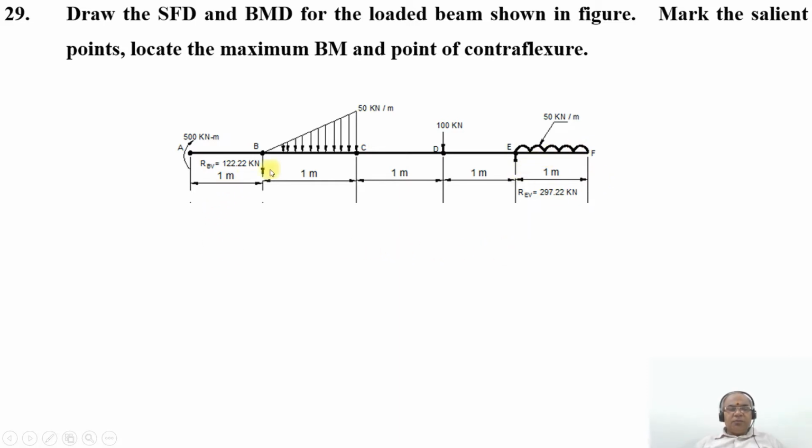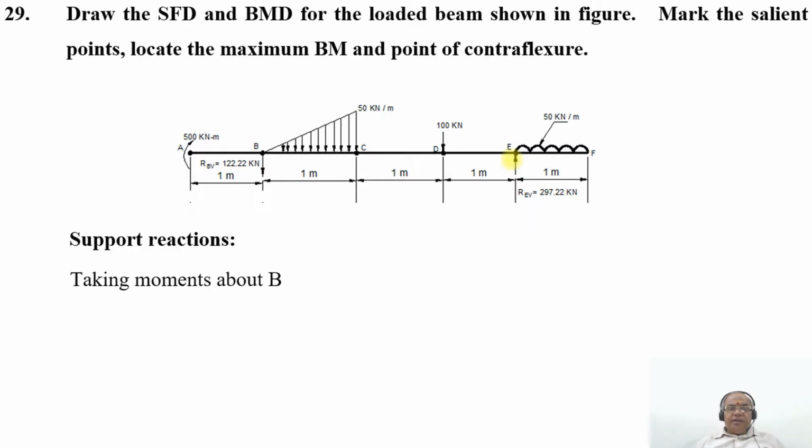Now we want the support reactions at the points B and E. Let RBV and REV be the support reactions. First we need to understand what the direction will be. Initially we will take the support reactions at the points B and E as vertical reactions acting upwards.